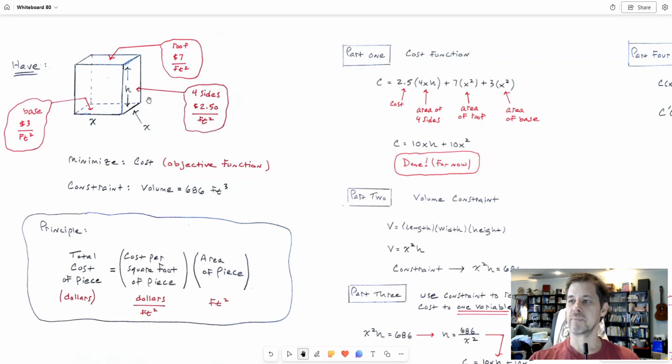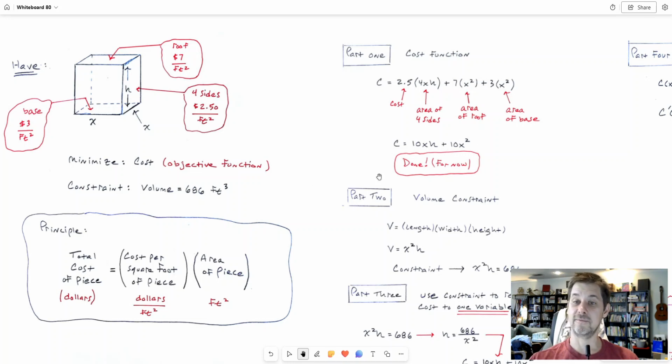Okay, so the area of the roof is x squared, okay? And the area of the base is also x squared at $7 and $3 per square foot respectively, okay? So adding that all together from each piece gets me the total cost, and you're looking at it right there. From there, it'd just be a matter of simplifying. So 2.5 times 4, that's 10xh. And here I get like terms, 7 and 3 is 10x squared.